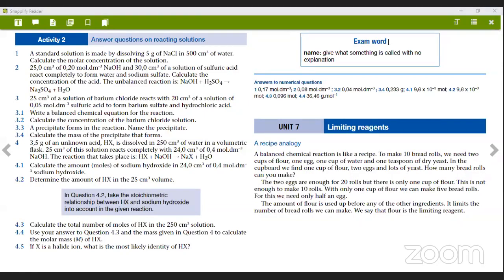So for tomorrow's homework, I'd like you to try and do number 4. Let's do number 4, guys, and see how much of our understanding is there when it comes to reaction solutions. I hope you are doing your homework, and I believe in you. We can do this if we work hard, stay motivated, and do our work.